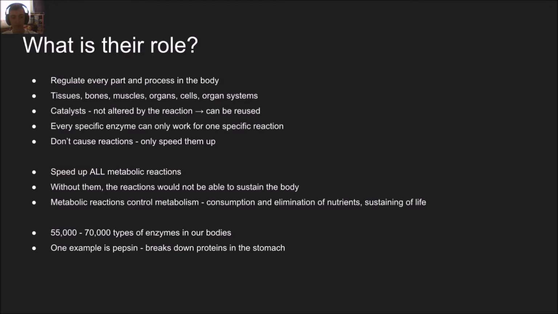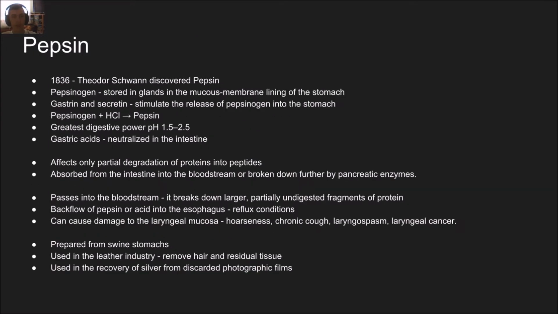There are 55,000 to 70,000 types of enzymes in our bodies. One example that we will discuss in detail later is pepsin. Pepsin breaks down proteins in the stomach. It was discovered by Theodor Schwann in 1836. He discovered that pepsinogen is stored in the glands in the mucous membrane lining of the stomach. Gastrin and secretin stimulate the release of pepsinogen into the stomach.